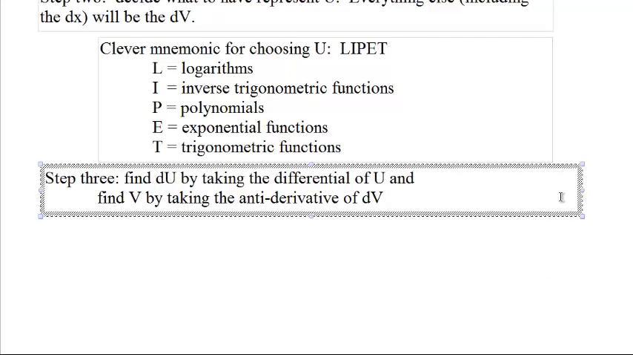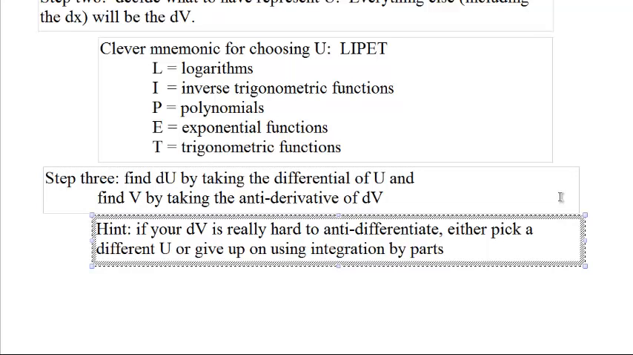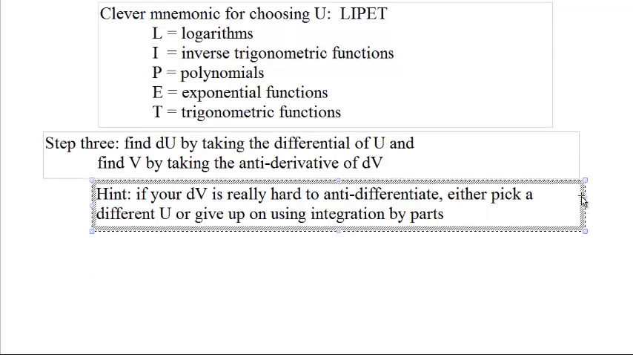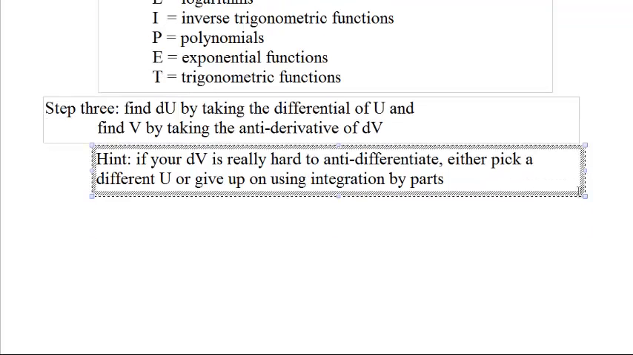Next, once you have your u and your dv, your formula also has a v and a du in it. So, you have u, take the differential of it, that will be your du. You have dv, take the antiderivative of that to get your v. Hint, if your dv is almost impossible to antidifferentiate, it's not going to work. You've picked either the wrong thing for u or integration by parts is not going to work here.